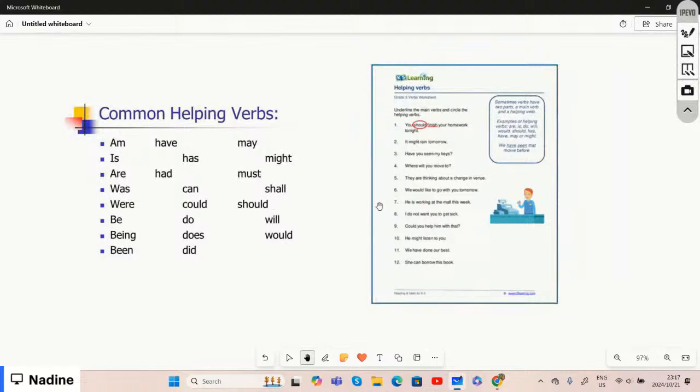All right. So here's but a few common helping verbs. Helping verbs that you will find before the main verb. Whether it is next to the main verb or you'll find an adverb in between the helping verb and the main verb, but the helping verb you will find before the main verb.